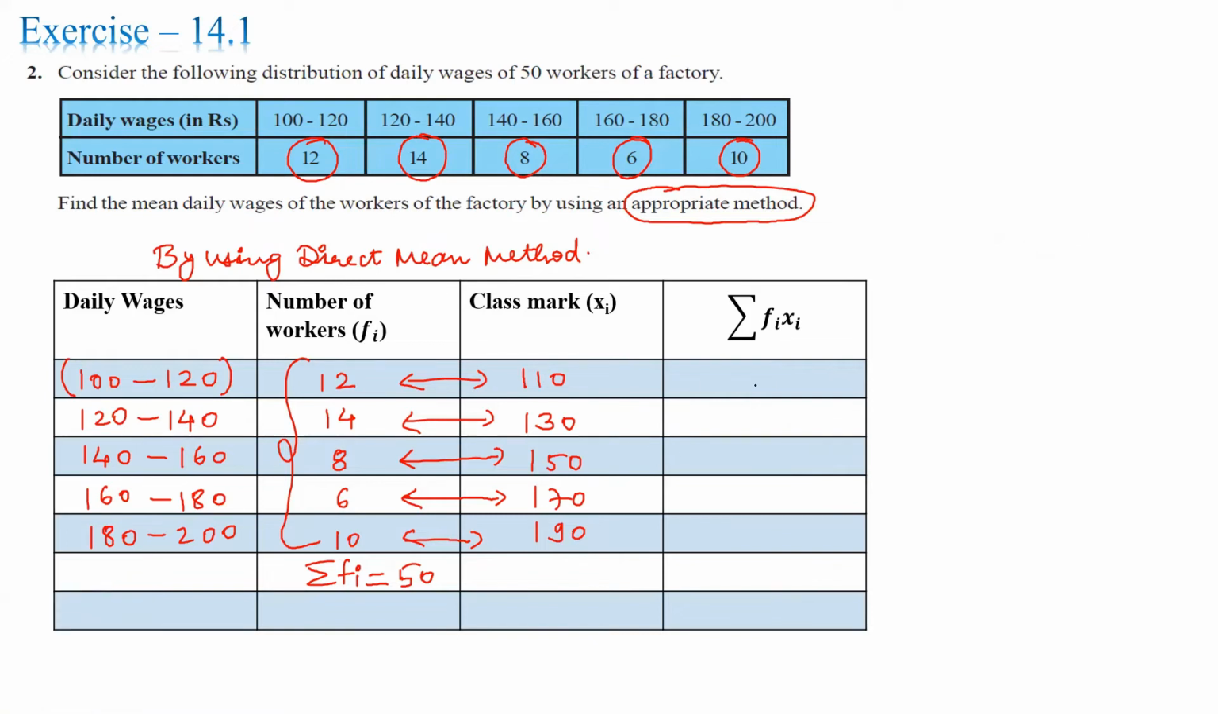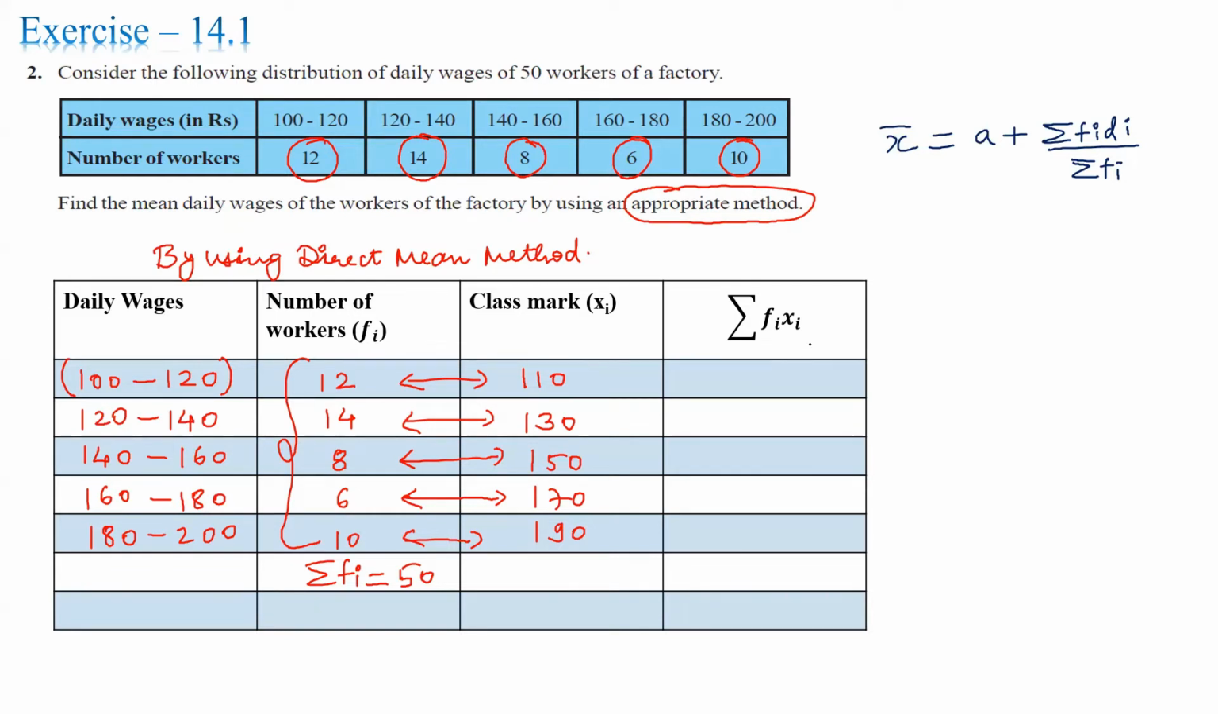Okay. Now in the assumed mean method, first of all, what is our formula? X bar is equal to A plus summation of Fi di. What is di? In the formula of the assumed mean method, what is di? Di is nothing but the deviation. And that is the difference between our class mark and the assumed mean.